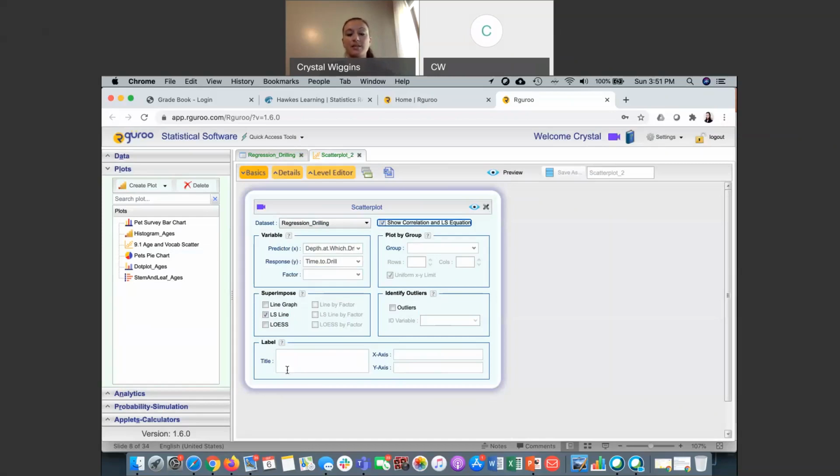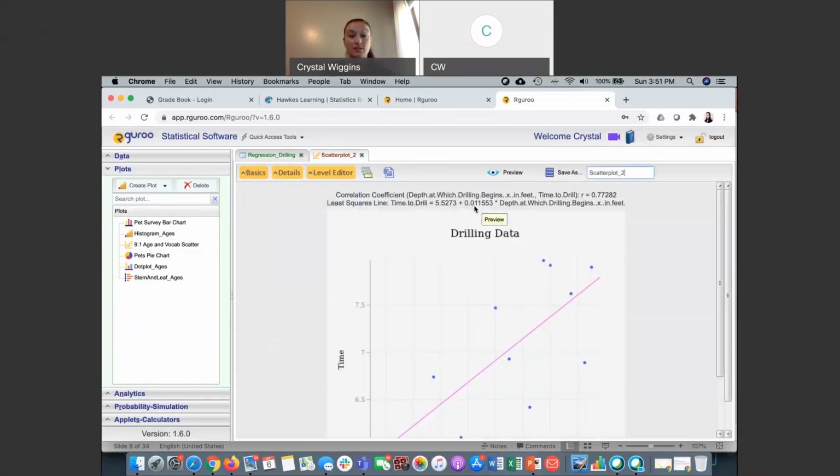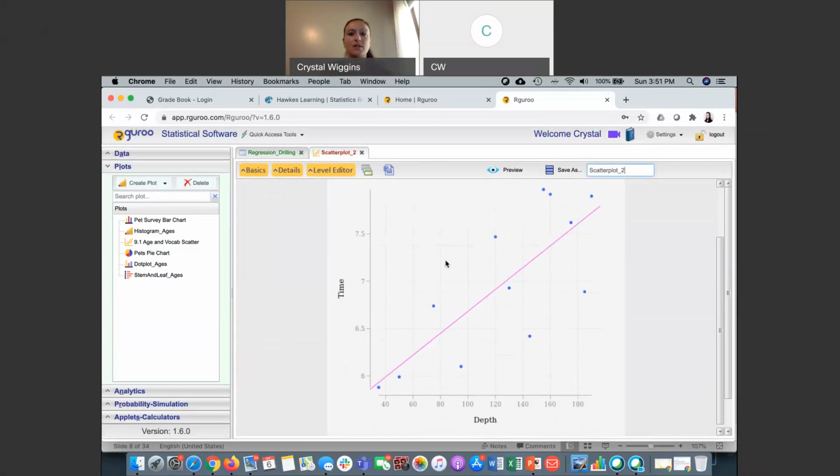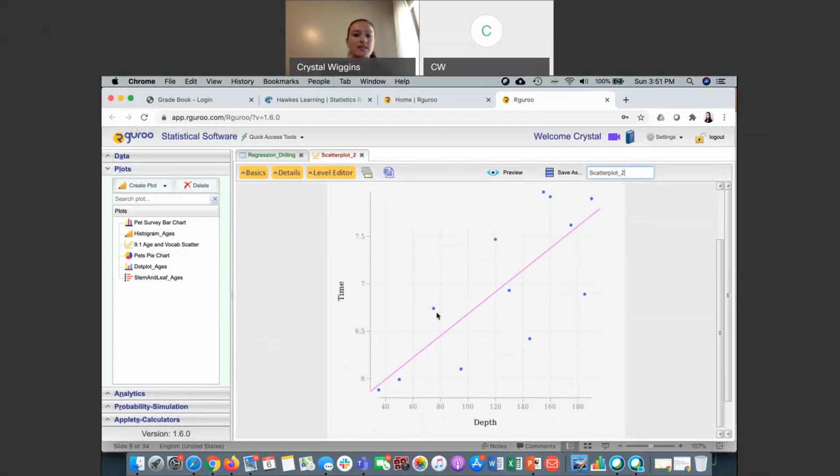I should probably title my scatter plot. So this will be drilling data. My x-axis is the depth, and my y-axis is the time. So if you're handing this in for any particular assignment or project, make sure you have labels for your title and your axes. So we did this part last time. So here we are. This data looks great. It looks just like what it was in the PowerPoint with our regression line.